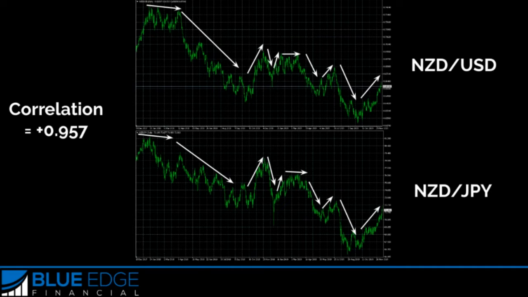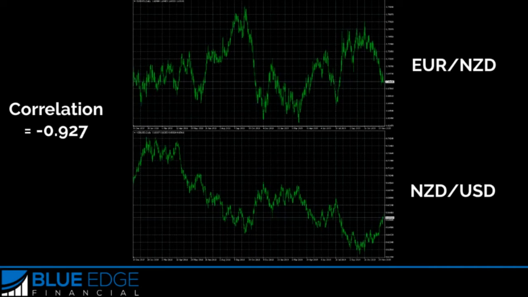So if you bought one lot of NZD/USD and one lot of NZD/JPY, you may be thinking that you're diversifying by getting into different pairs, but you're actually doubling your risk. It's as if you just took a two-lot trade on one of the pairs. And if you were in a buy on NZD/USD and a sell on NZD/JPY, that would be super counterproductive since you would lose about the same on one pair as you would profit on the other.